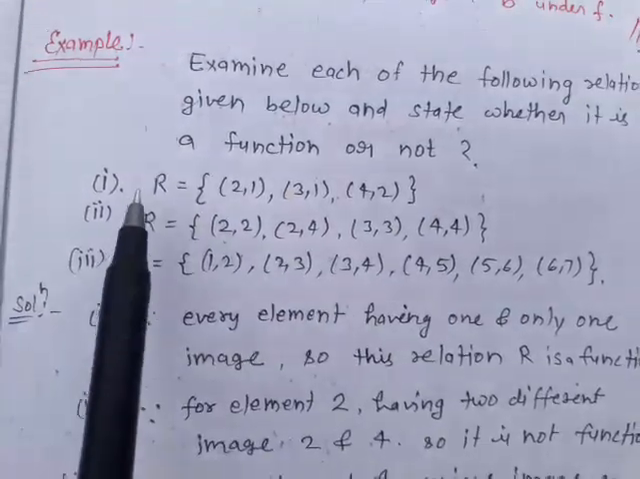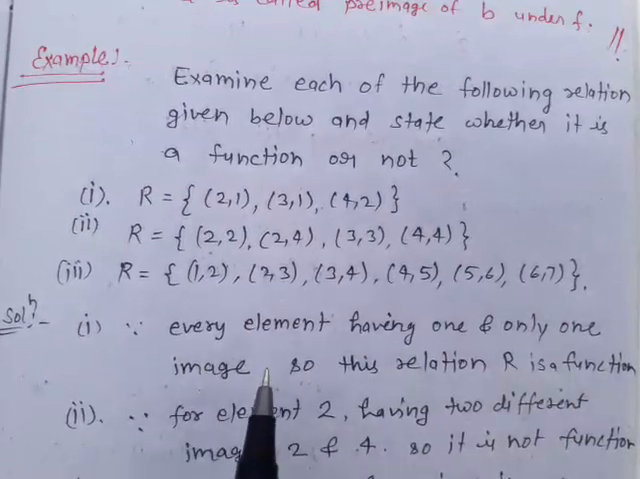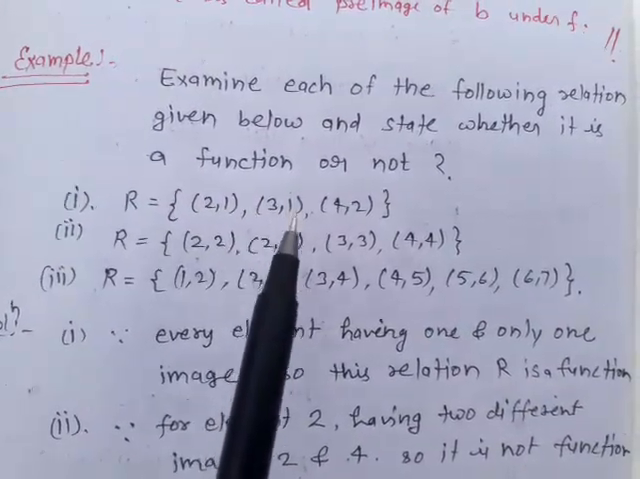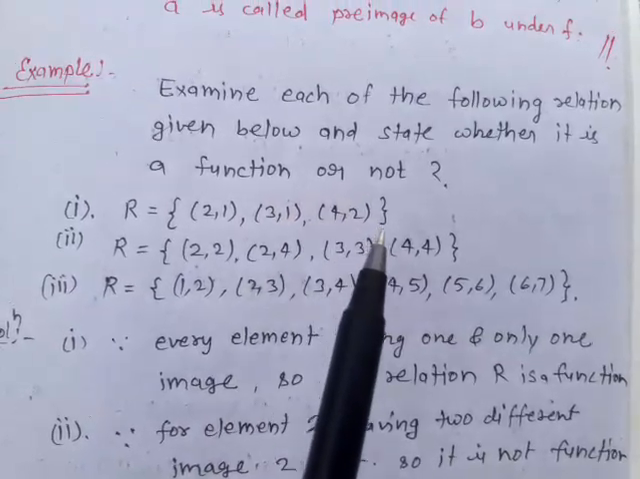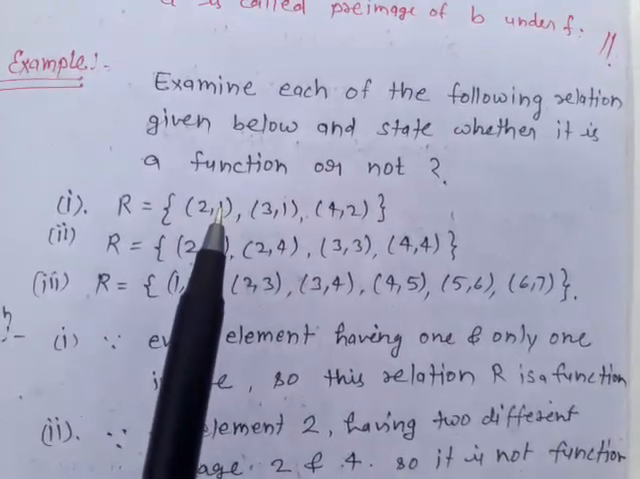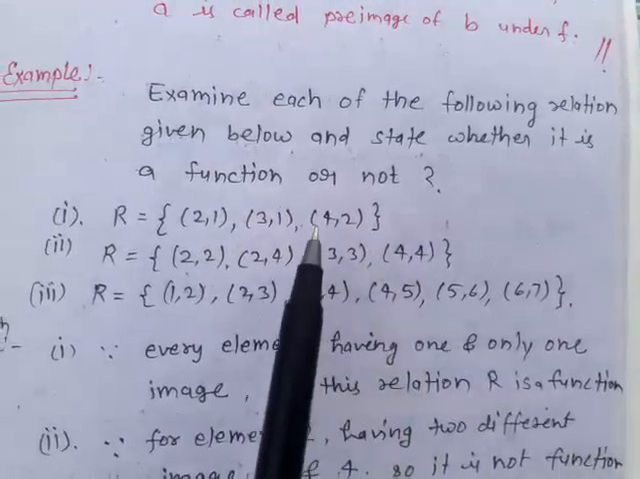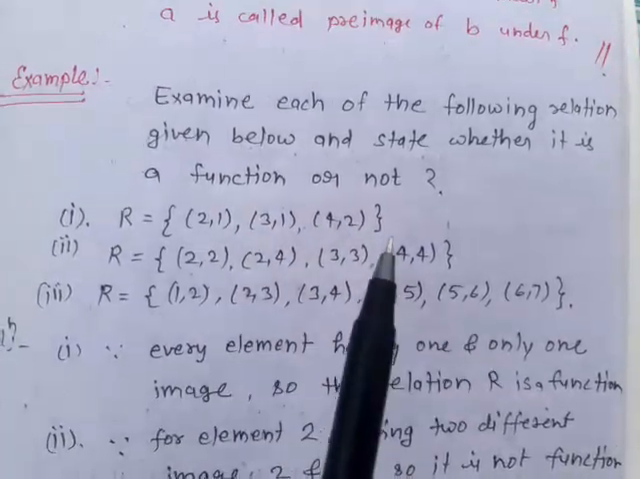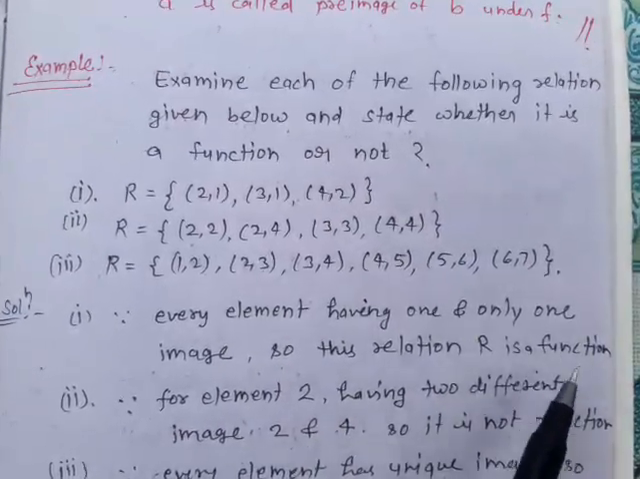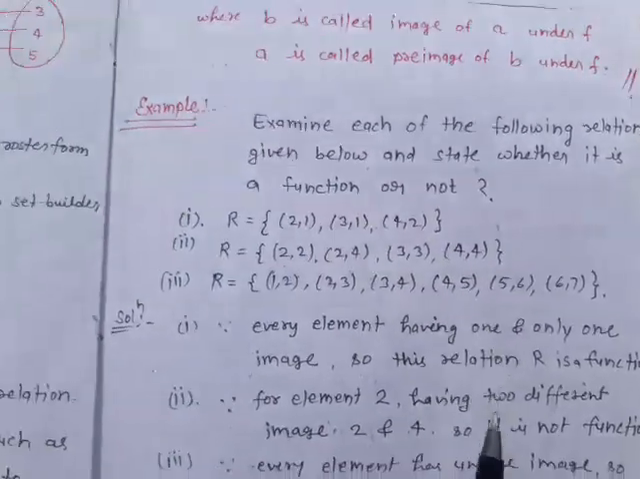There are three elements in relation R, and every element has one and only one image. The image of 2 is 1, the image of 3 is 1, the image of 4 is 2. Therefore the image of 2 is 1, which is a unique image. The image of 3 is 1 and no other image of 3 is found. The image of 4 is 2 and no other image of 4 is found. So we get a unique image. Every element has one and only one image, so this relation R is a function.